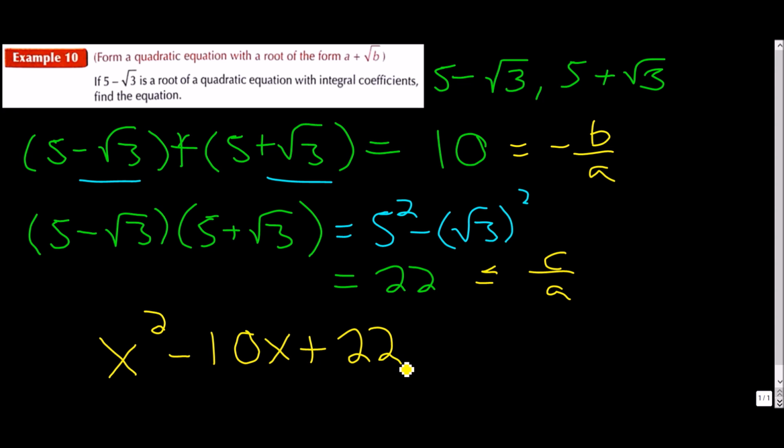And so this is an equation built from two kind of complex factors, but we can use the sum and product equations to help us and make our life very easy.